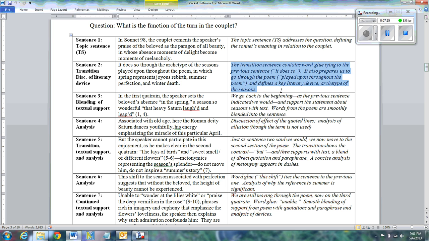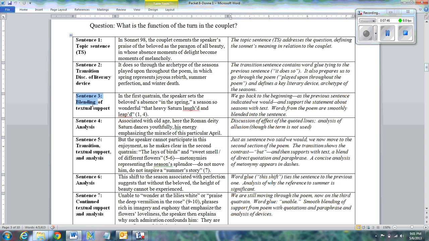All right, so here we have the transition sentence contains word glue tying to the previous sentence, right? It does so. And it also prepares us to go through the poem, played upon throughout the poem. That's the phrase that does that. And it defines a key literary device, the archetype of the seasons.